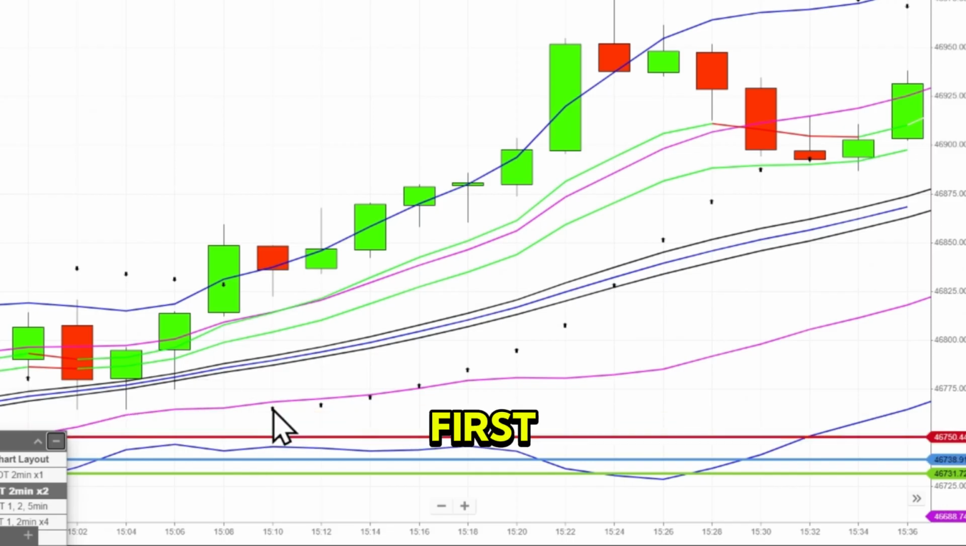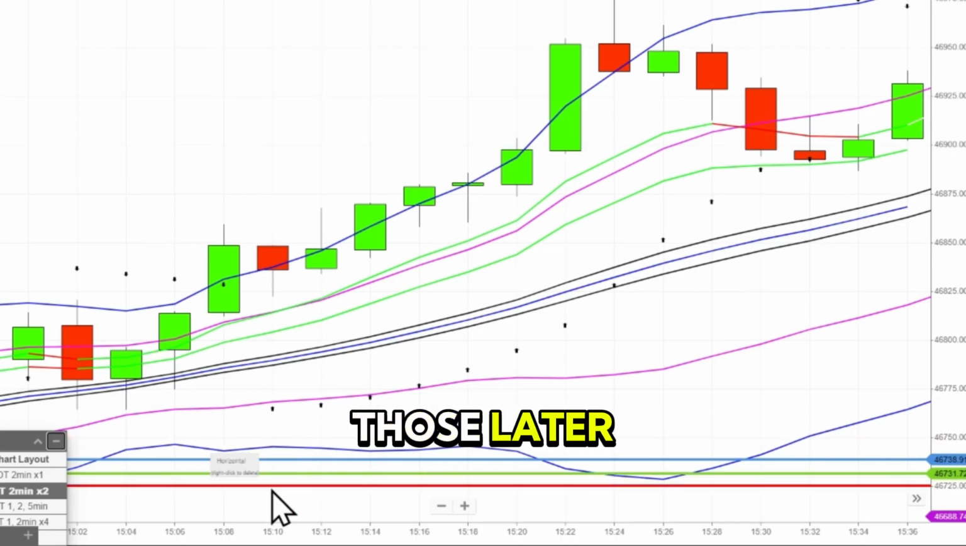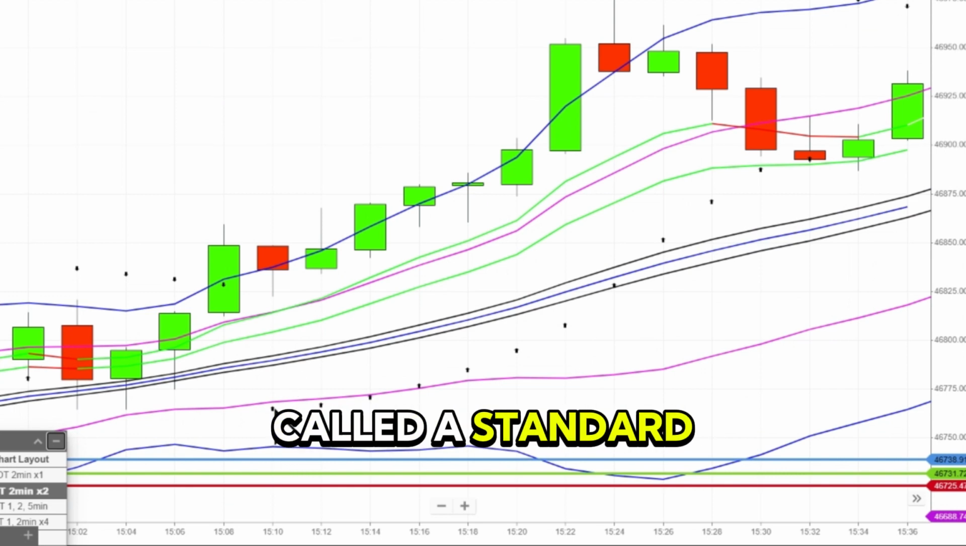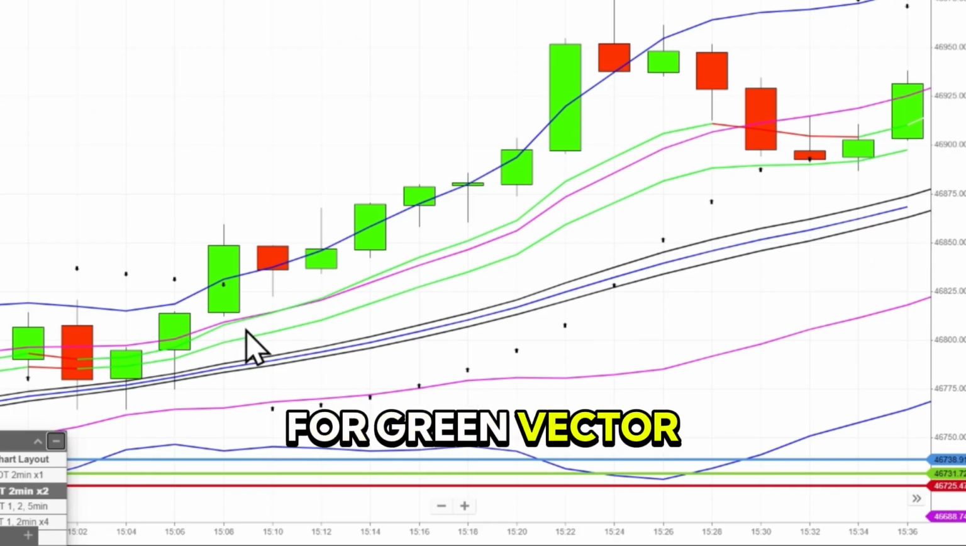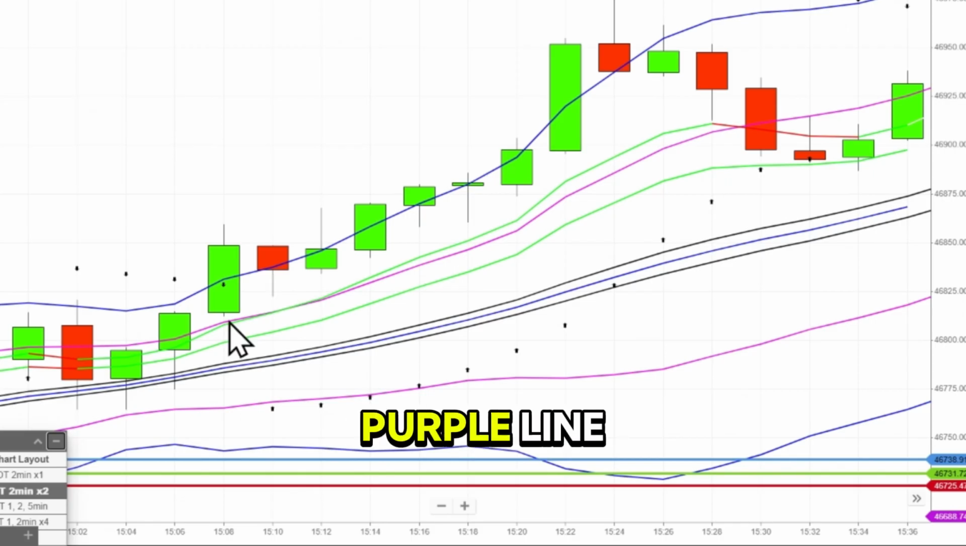So what we have to do, first look for the arrow flip and where it is in relation to the bands. So ignore these 3 horizontal lines. I'm going to use those later. But you can see this blue band, it's inside, so towards the center. This means we're looking for what's called a standard trade. We then need to look for green vector averages because we're going long. Candlestick needs to be above the purple line in the top 75% of the channel. We then need a positive R ratio, and we need to be in line with the intermediate trend.